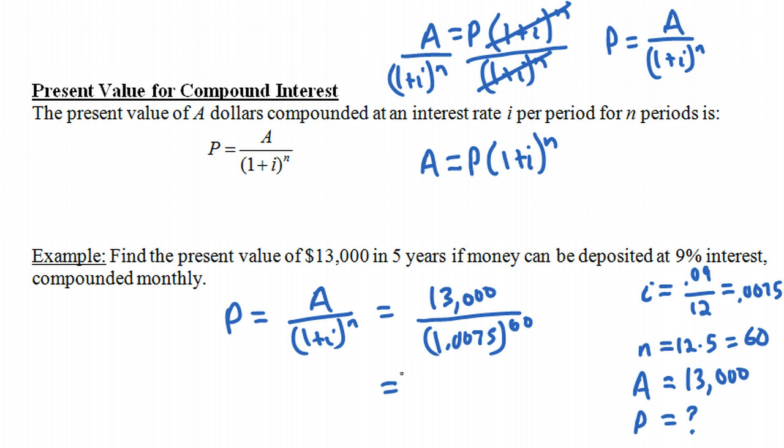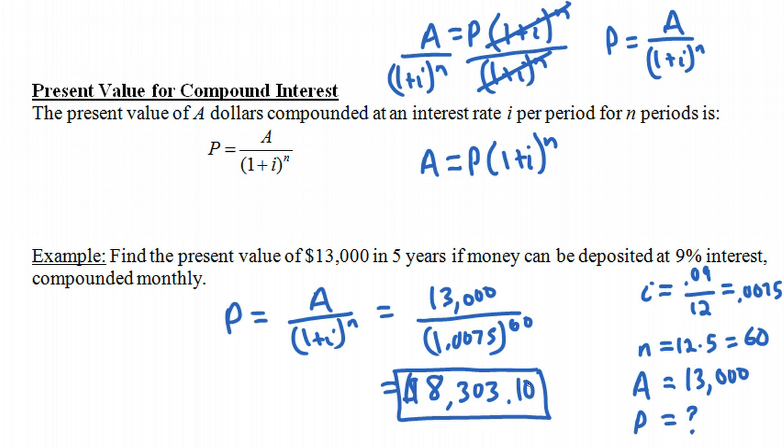Again, we would definitely need to type this in our calculator. And I got $8,303, and rounded to the nearest penny, it would be 10 cents. It was actually 8,303.096, but rounded to the nearest penny, it'd be $8,303.10. Notice that is less than 13,000.